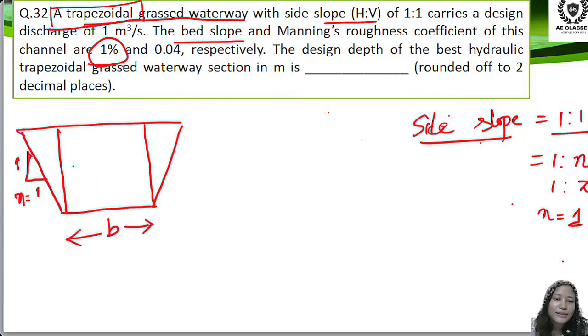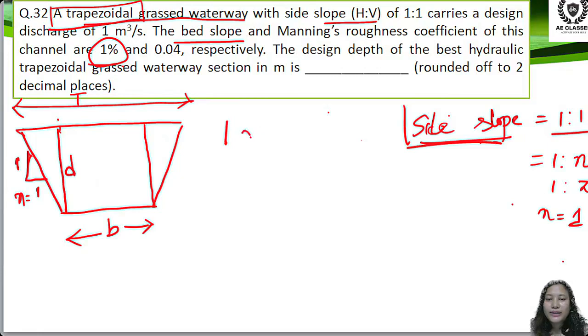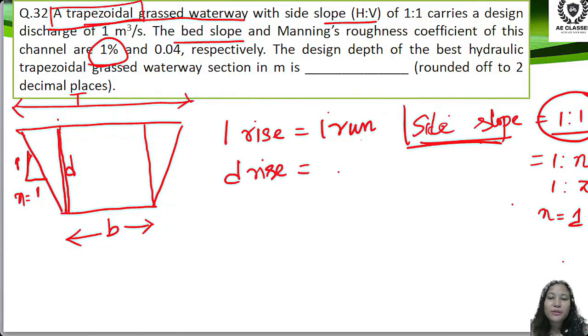Okay, so let's take the depth as d in this case, and you see this is the top width of the trapezoidal channel, or t. So now you need to clear this concept first. Okay, for one rise, isn't it? One rise will be equal to how much run? One run, isn't it? As per the ratio given for the side slope. Okay, for one rise the run is how much? 1, isn't it? So for this depth, for d rise, it will be how much?